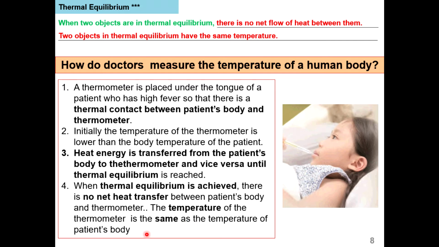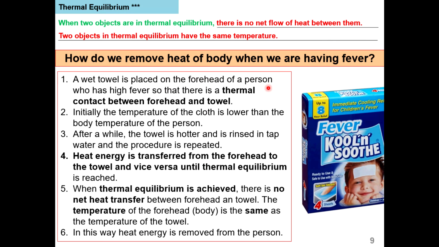So this is how we are confident that the temperature of the thermometer represents the temperature of the human body. When we are having fever, how do we remove heat from our body? The way to answer this is nearly the same as the previous question. Number one, thermal contact. So you need to write about thermal contact.